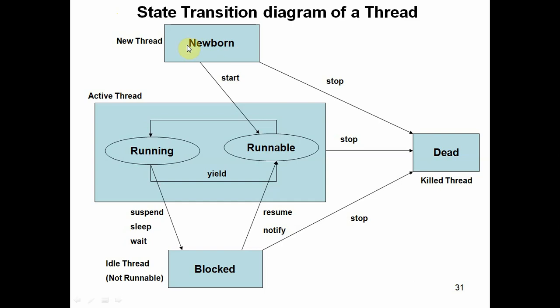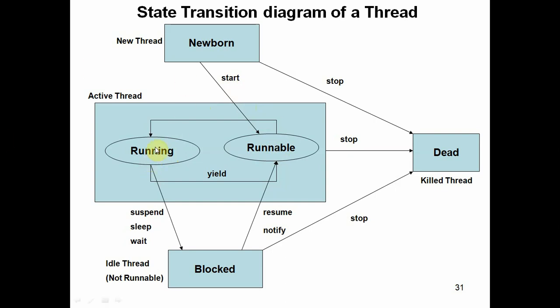Whenever we create a thread object, it enters into the new or born state. That new or born state thread enters into ready or runnable state by the execution of the start method, or it enters into dead state by the execution of the stop method. The ready thread may then enter into running state whenever the CPU is idle. At that time the thread is within the CPU by the execution of its run method.